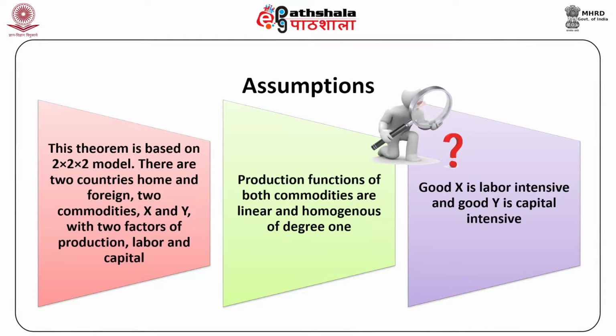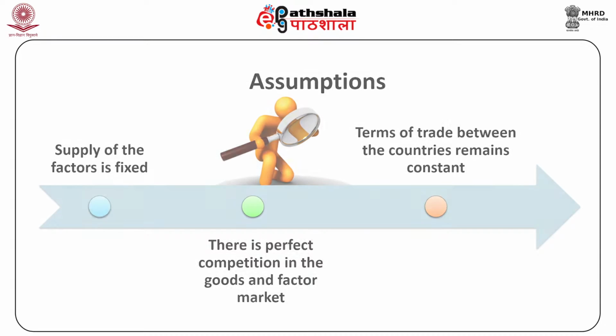This theorem is based on 2 by 2 by 2 model. There are two countries, home and foreign, two commodities, X and Y, and two factors of production, labor and capital. Production functions of both commodities are linear and homogeneous of degree 1. Good X is labor intensive and good Y is capital intensive. Supply of the factors is fixed. There is perfect competition in goods and factor market. Terms of trade between the countries remain constant.